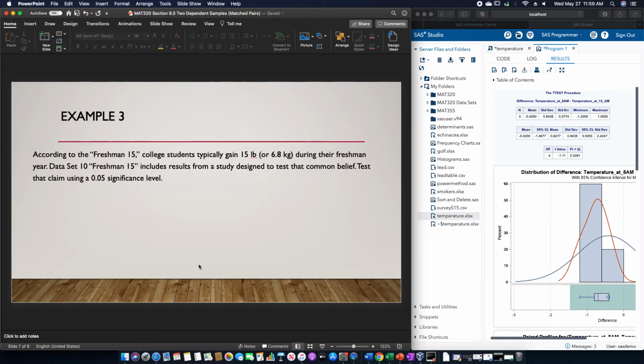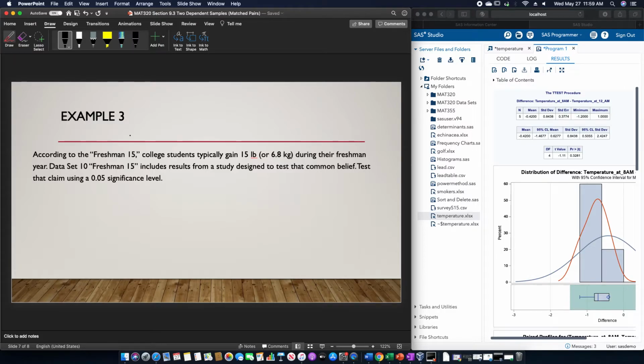And then according to the freshman 15, college students typically gain 15 pounds, or 6.8 kilograms, during the freshman year in college. Data set 10, freshman 15, includes results from a study designed to test that common belief. We want to test the claim using a 5% significance level.